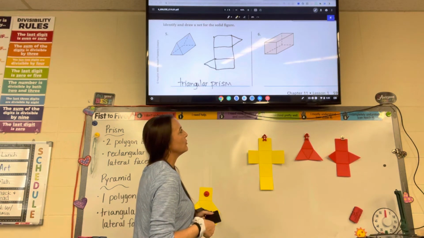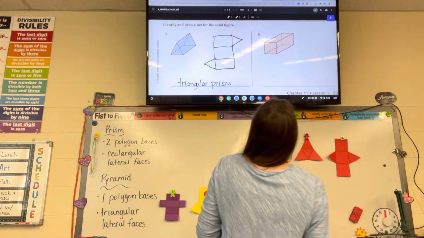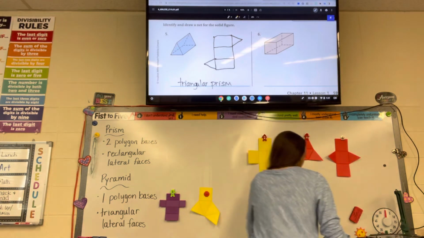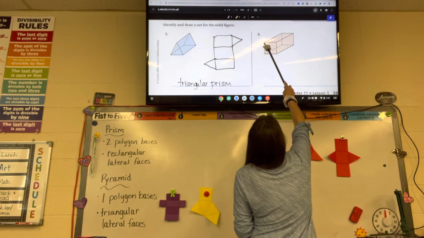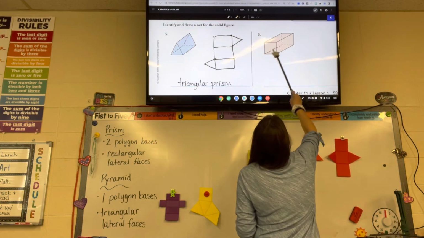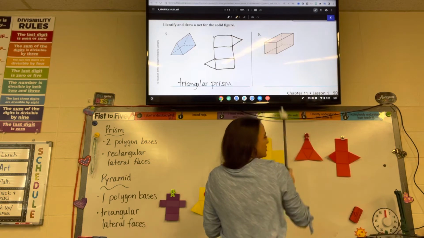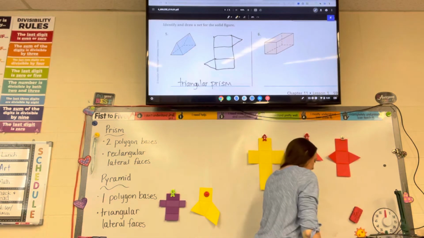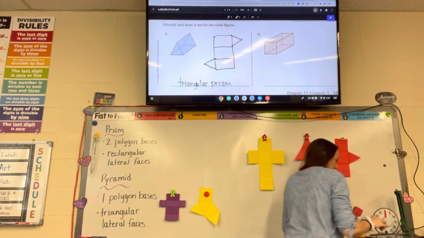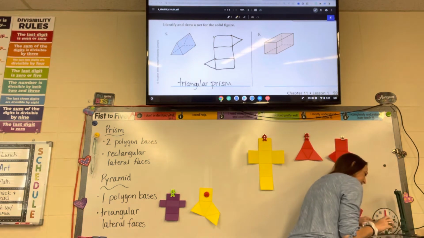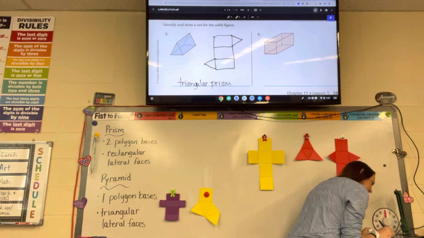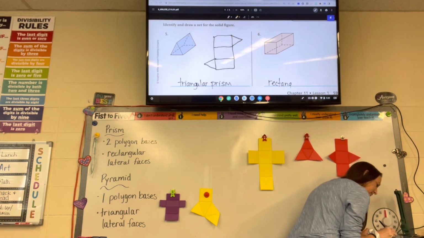Probably a rectangle. Look what it's sitting on. The base that it's sitting on, it kind of looks square, but I think it's supposed to be a rectangle. Does that make sense? It's a rectangular prism. So we put them together: rectangular prism.